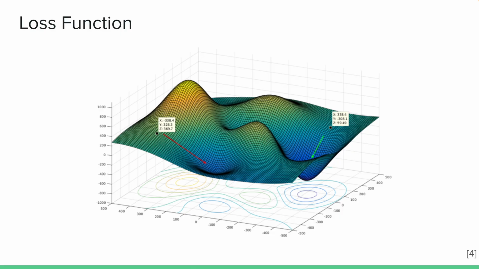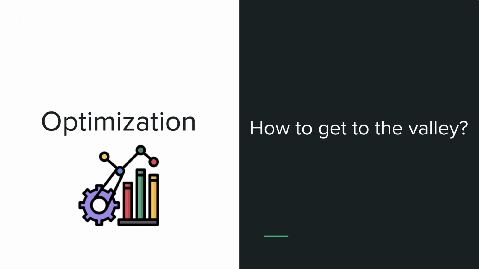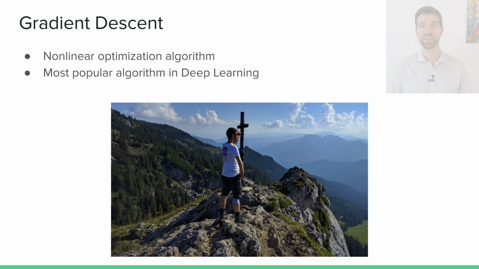However, the surface here can become extremely complicated. So the question is, how do we get to such a low value? And this is where optimization comes in. How do we get to the valley of this loss surface? One extremely popular algorithm that is used for optimization is called gradient descent. It's a nonlinear optimization algorithm, and it's the most popular algorithm in deep learning.